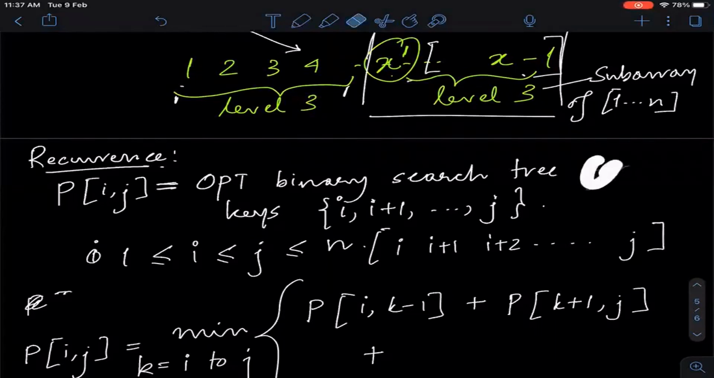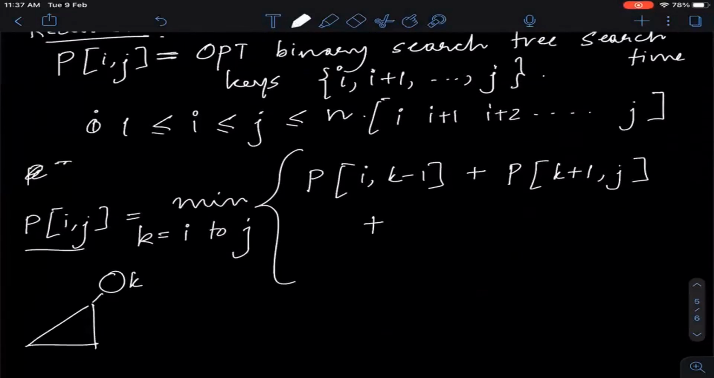So optimal binary tree search time, right? Search time. Okay, good. Thanks. My apologies, I should have mentioned this is really the search time.